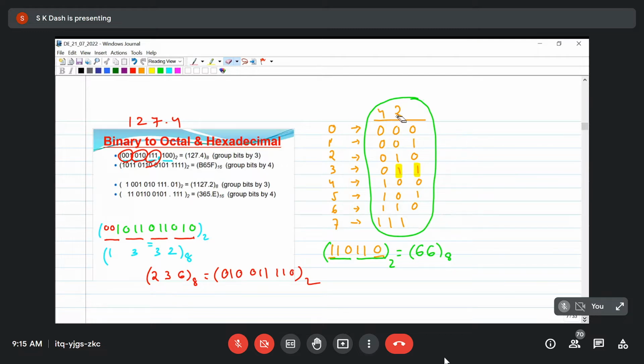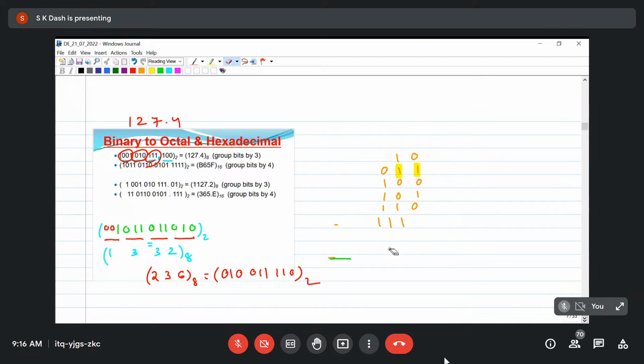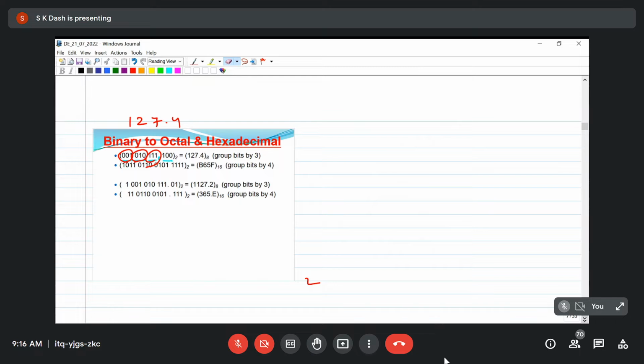Next, hexadecimal. In hexadecimal we use 0 to 9, then A to F. We will use the same trick here. To convert binary into hexadecimal or hexadecimal into binary, we first require that table. So I'm writing it: 0, 1, 2, 3, 4, 5, 6, 7, 8, 9, then A, B, C, D, E, F. So what will be 0?